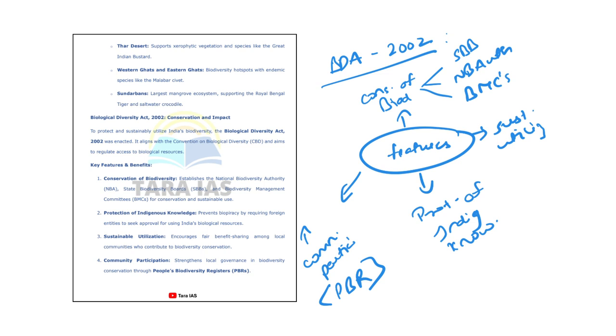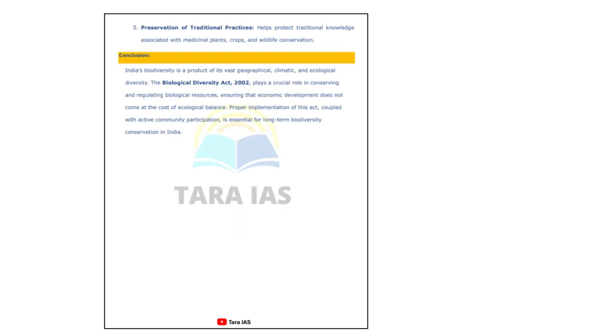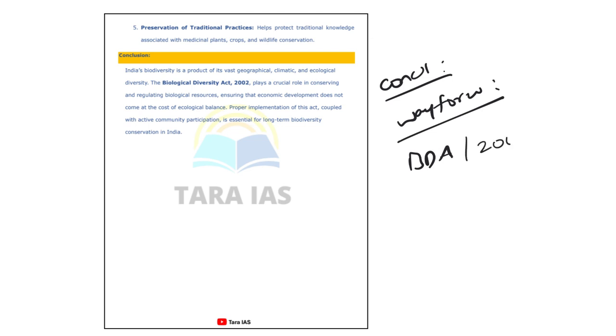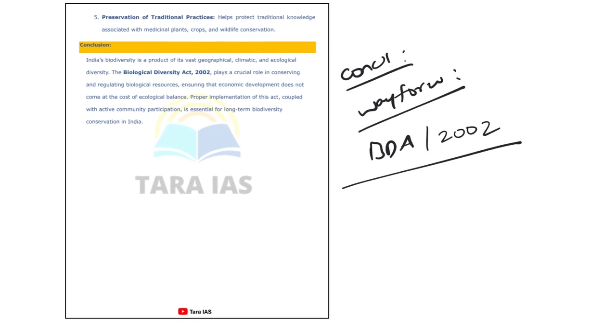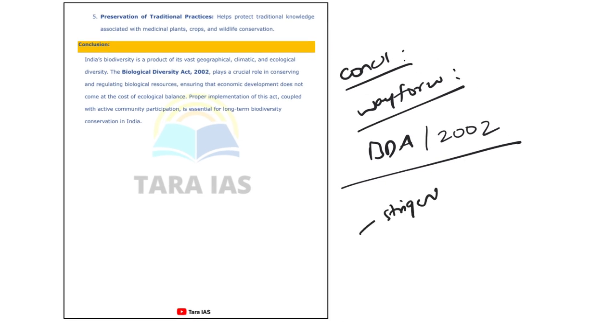So the first part of your body will be how biodiversity is varying in India, and the second part, features of the Biological Diversity Act. Now coming to the conclusion part, obviously our conclusion will be way forward or significance. So first we will write: Biological Diversity Act 2002 plays a crucial role in conserving biodiversity in India. And what will be your way forward? Stringent implementation and active community participation would increase the scope of biodiversity conservation in India.